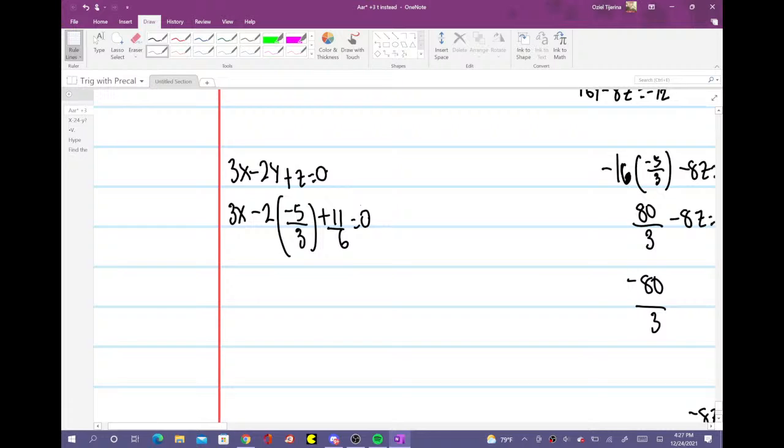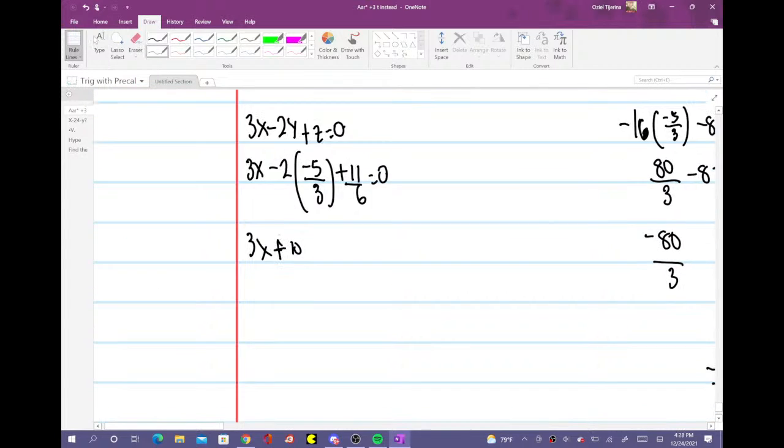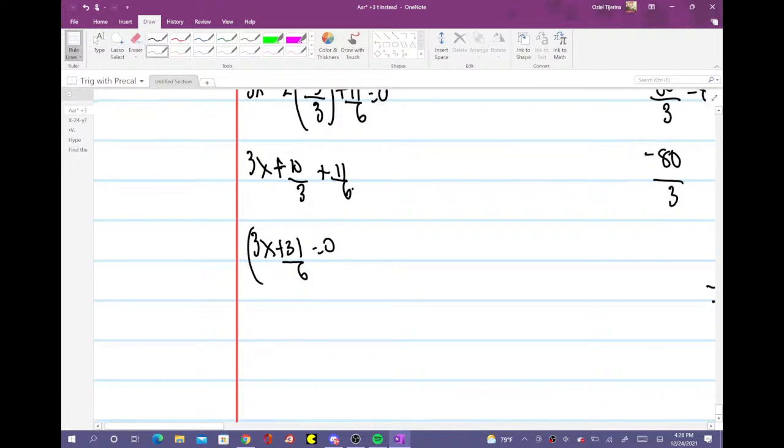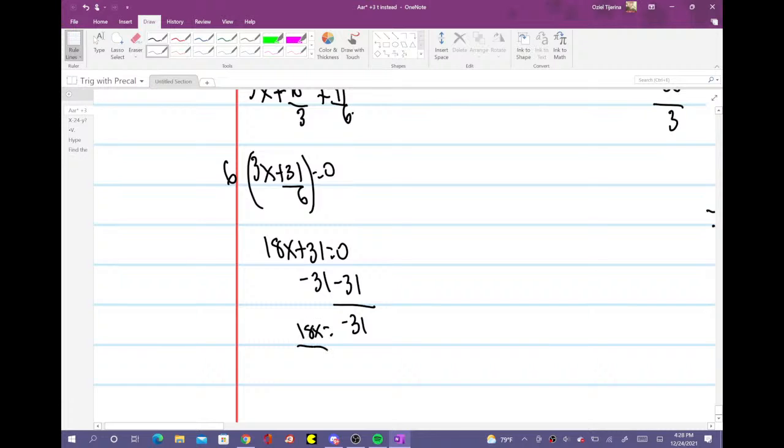And if I use my calculator here, negative 2 times negative 5 over 3. This is 3x plus 10. Oops, sorry guys. 3x plus 10/3 plus 11 over 6. So this should be 31 over 6. So 3x plus 31 over 6 equals 0. And then we multiply the whole thing by 6. So you have 18x plus 31 equals 0. Subtract 31 from both sides, get negative 31 equals 18x. Divide by 18, and we get that x equals negative 31 over 18.